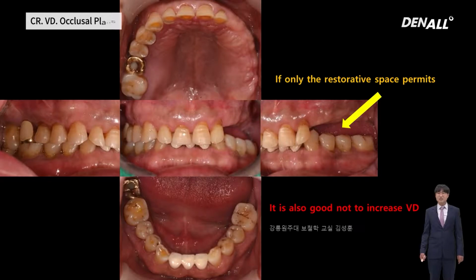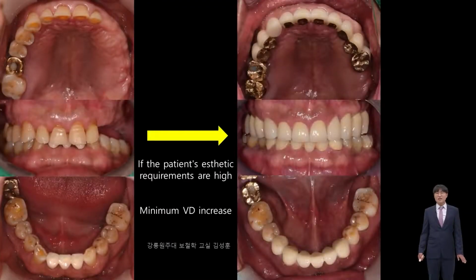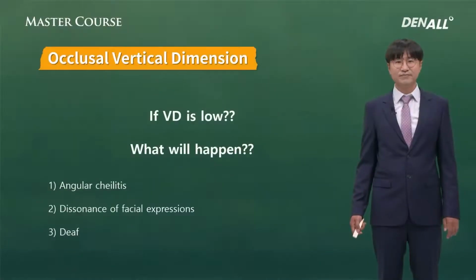If you look at this case, some options are available. If only the restorative space permits, it's good not to increase VD. If the patient just wants to have chewing function without increasing VD, implant restoration can be a good clinical option. But if a patient wants aesthetic improvement, a minimal VD increase needs to be performed. So with the minimal VD increase, the patient obtained aesthetic outcome.